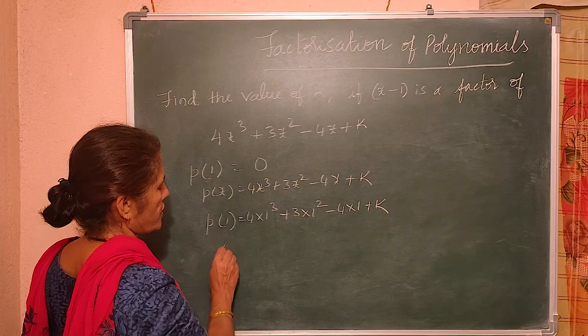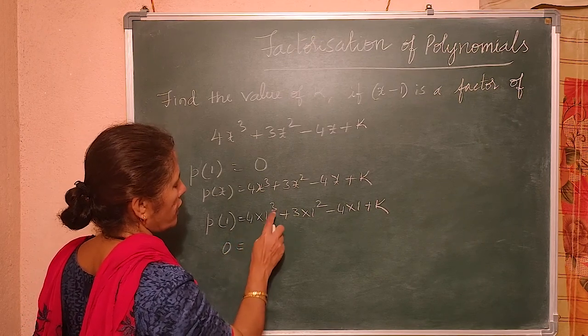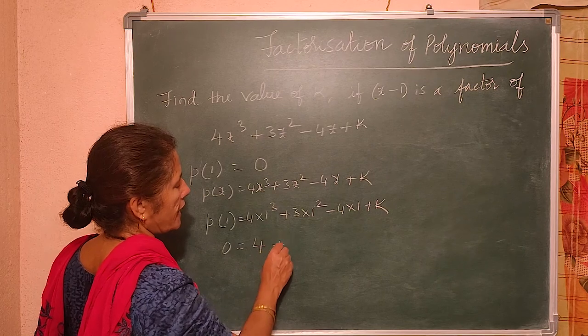So, p of 1 is equal to 0, is equal to 4 into 1 cube, which is 4, plus 3 into 1 square, which is 1.